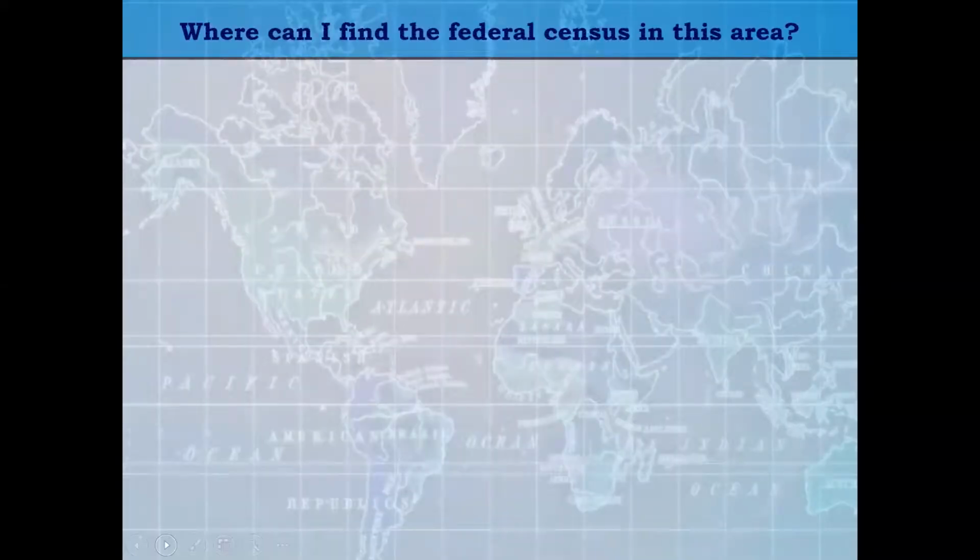Where can you find the federal census in this area? Before I begin showing you the process of finding your ancestor in the census, I want to explain how the census can be accessed. Although the genealogy department at Northwest does have the Missouri census on microfilm, it is no longer stored in the main library. We do, however, have many of the local county census transcriptions in booklet form. However, the most popular way to access the census today is via the internet.